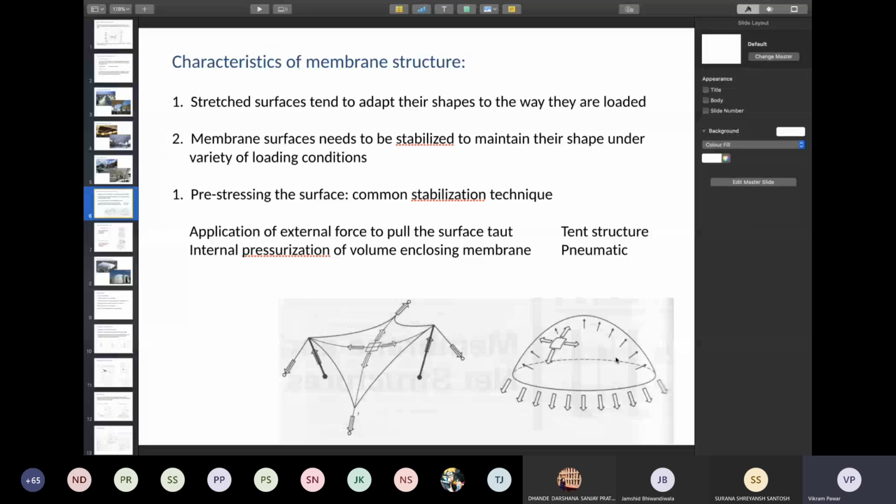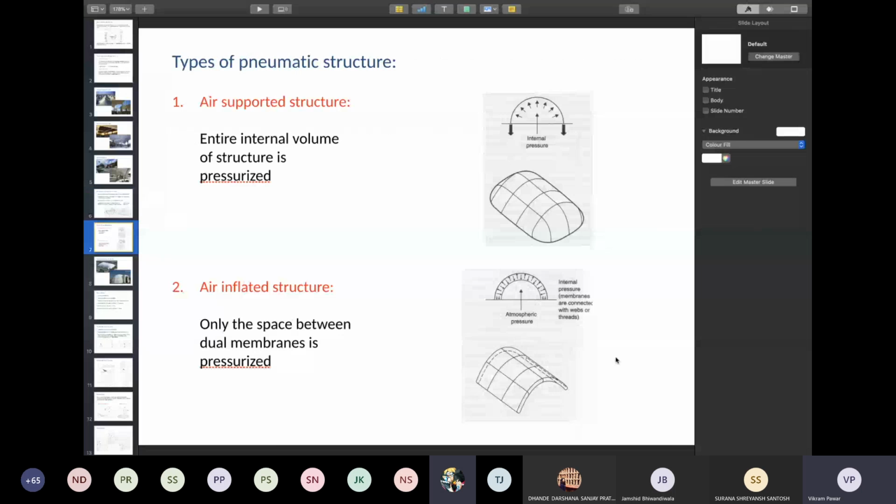Now pneumatic structures are of two kinds. They are air supported structures. On the left you have a diagram which shows a single membrane, and there is an air conditioning system, so no air is allowed to escape. So the internal air is at a higher pressure as compared to the external air, and this pressure difference keeps the structure afloat. Whereas an air inflated structure is to be seen like a mattress or a pillow.